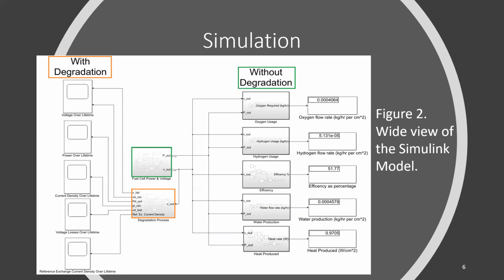So the overall simulation starts with the green box there. That green box is our optimal parameters, as I'll refer to them. This is what the fuel cell would be right off of the production line when it's running at its absolute best capacity. That is all within the green box. And then within the orange box are the degradation simulations, and that will actually take time into account and will compute the degradation over that time frame.